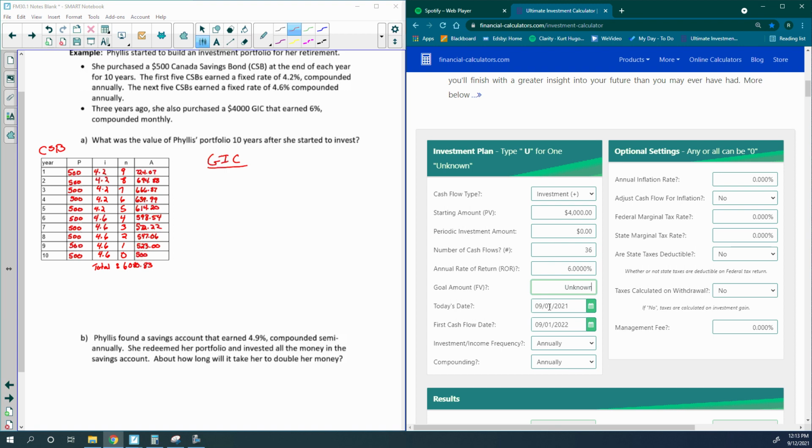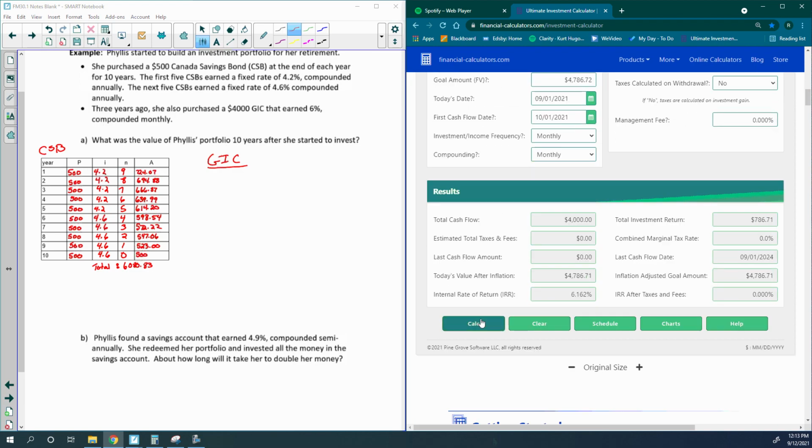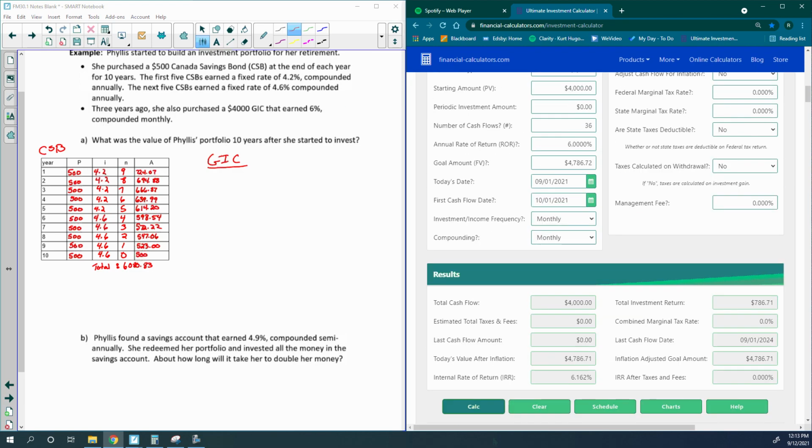We're doing this monthly, so my dates need to be a month apart. So there'd be 10, 01, 2021. Our compounding is monthly, so I gotta switch my drop-down menus to monthly. Hit calculate. And so this one, the GIC at the end, is worth $4,786.72.